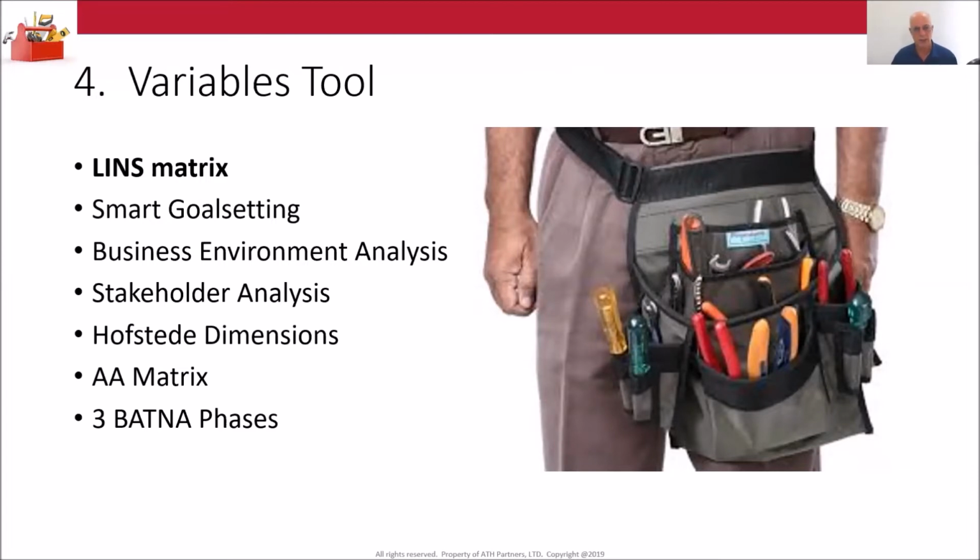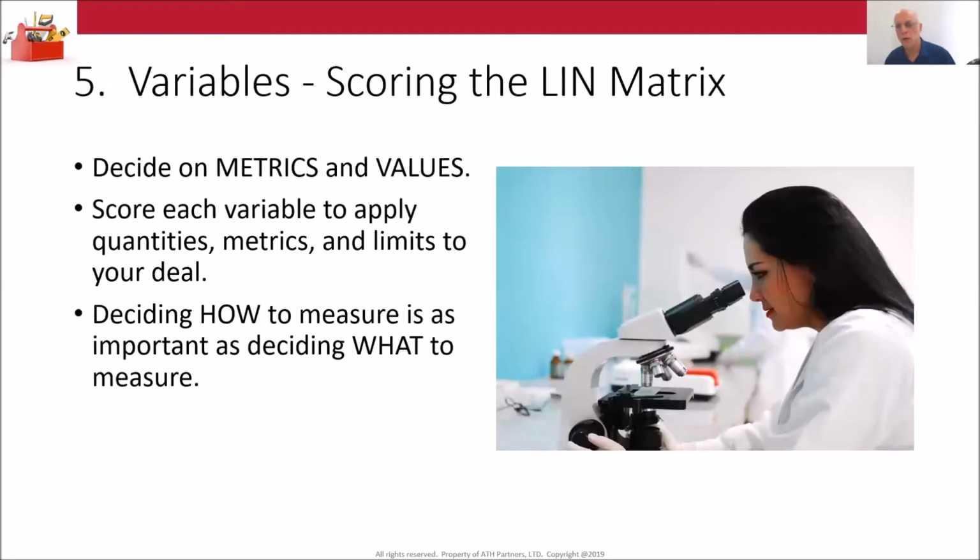Stakeholder analysis is going to tell you what the priorities of the other side are. Hofstede's dimensions and the AA matrix are going to help you cross cultural gaps. And the 3 BATNAs, the 3 phases of BATNA tool are going to help you to define when you're walking away. Okay, once you set the top of that matrix, now we have to set the y-axis.